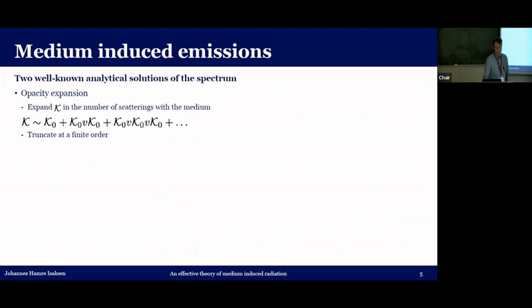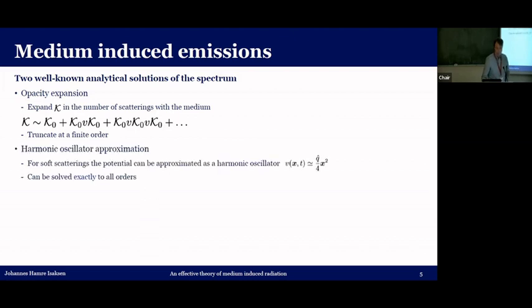I'm just going to talk a little bit about how this is normally done. The first thing you can do is the opacity expansion, where you expand K in the number of scatterings with the medium. The full K is equal to the vacuum, plus the vacuum with one scattering, then with two scatterings, and so on. Then you have to truncate this at a finite order, so you don't get an arbitrary number of scatterings.